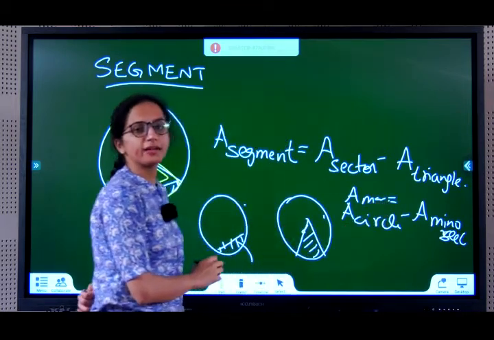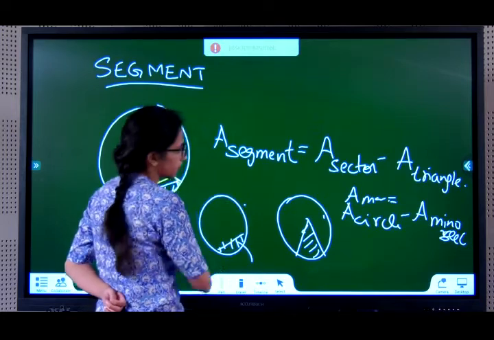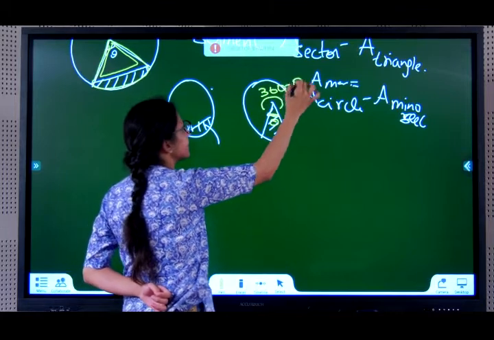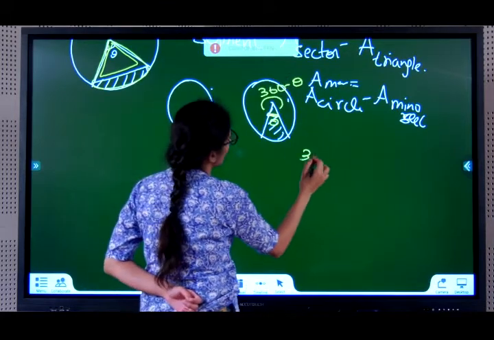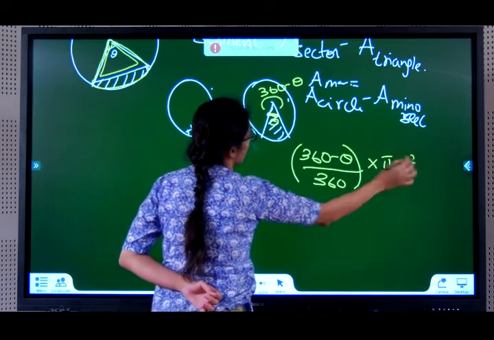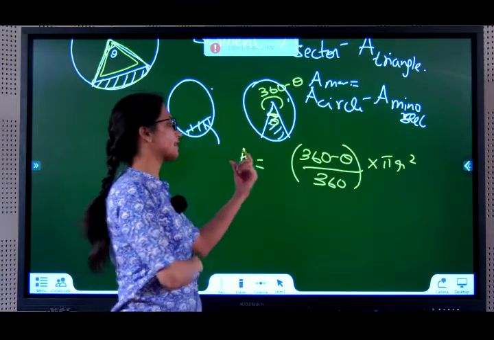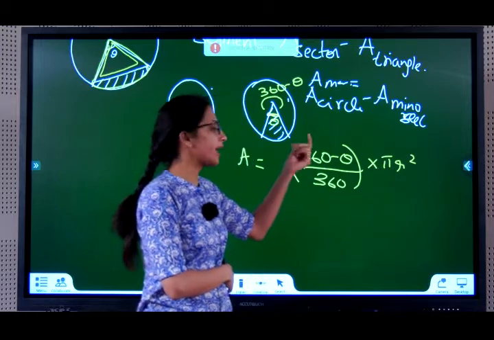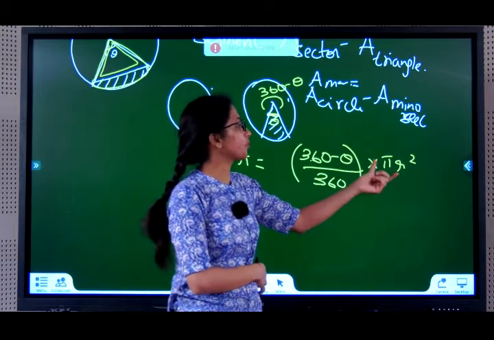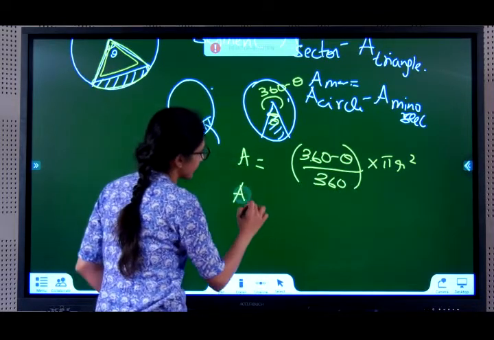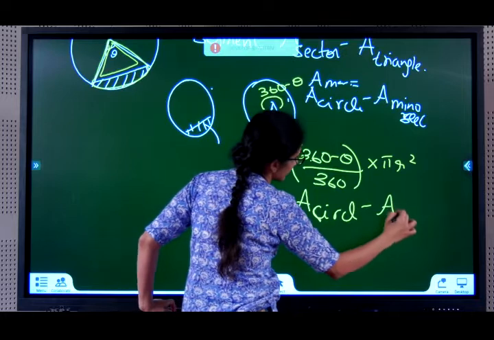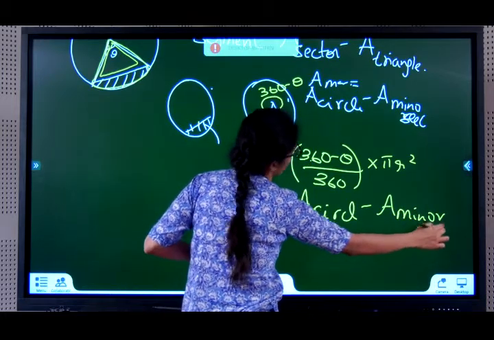There is one more method to find major sector. If this is theta, can I say this remaining angle is 360 minus theta? So the angle is 360 minus theta. So now I can say 360 minus theta by 360 into pi r square. Why? Because area of sector formula is angle by 360 into pi r square, and the angle here is 360 minus theta. That is one method, or the other method is area of major sector is equal to area of circle minus area of minor sector. You can go for any method.